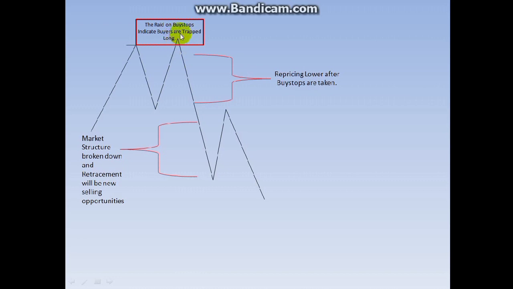So those that went long right here were probably expecting price to just come back to test this support level, right? They were just seeing this as a retracement. But eventually this support level got broken. Market structure broke down, and retracement will be new selling opportunities. So when they saw this old support level give way, they have to wait for price to come back and give them an opportunity to get out.